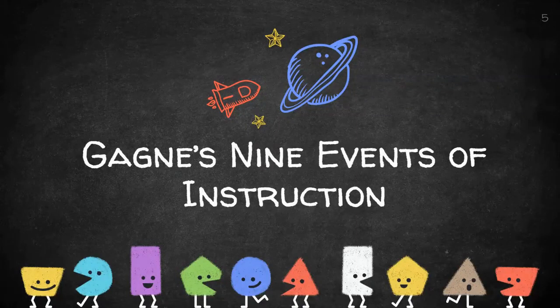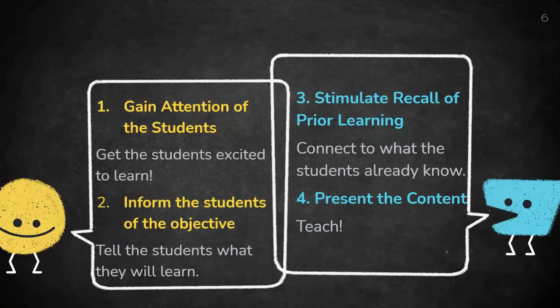For this project, we decided to use Gagne's 9 events of instruction. On this slide, you can see the first 4. Number 1, gaining the attention of the students. We want to make sure that we have a good hook for our lesson and that we get our students excited to learn. Number 2, we want to inform the students of the objectives so that they know what they are expected to learn. Number 3, we want to stimulate the recall of prior learning back to their prior knowledge. We want to make sure that we are connecting to what the students already know. For number 4, we need to present the content, and this is just where we teach the students.